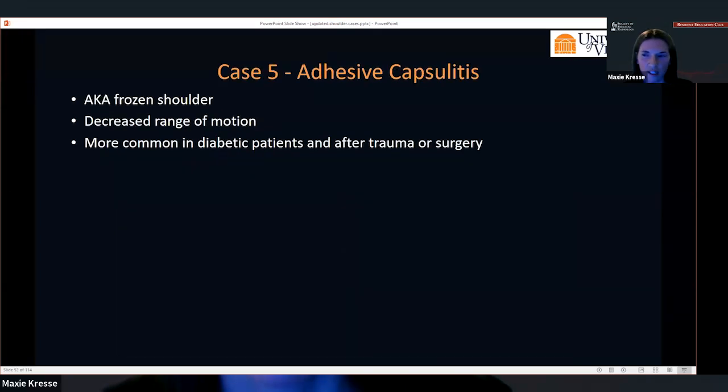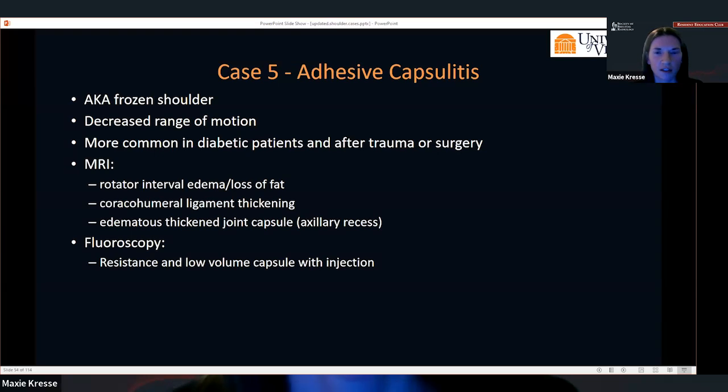So as some of you have already mentioned, the diagnosis here is adhesive capsulitis. This is also called frozen shoulder. Patients will have decreased range of motion. It's more common in diabetic patients and after trauma or surgery. On MRI, the findings are going to be rotator interval edema and loss of fat, coracohumeral ligament thickening, and the edematous joint capsule. When you try and do an injection, these patients can have resistance and a low volume capsule with injection.